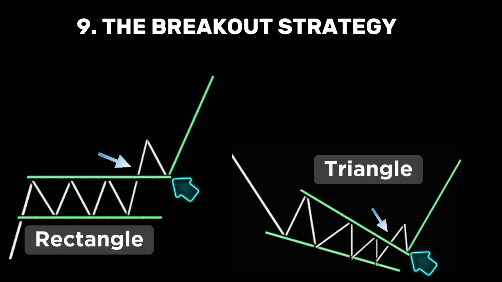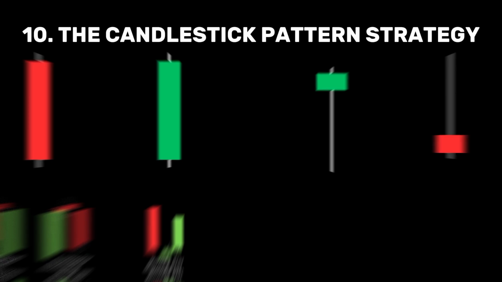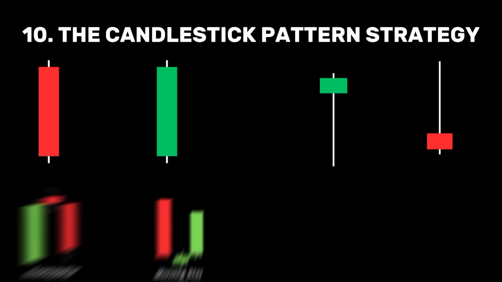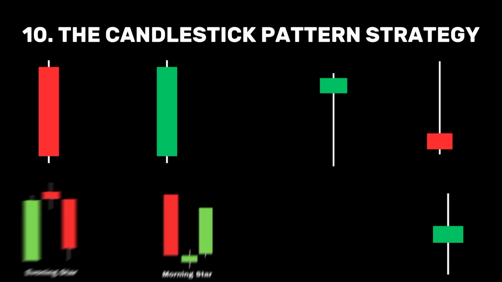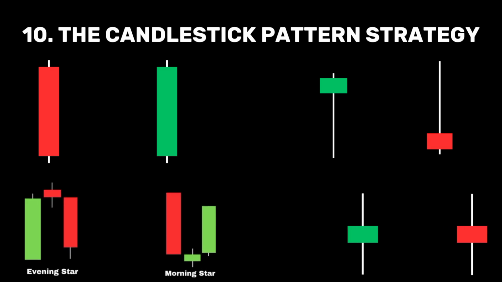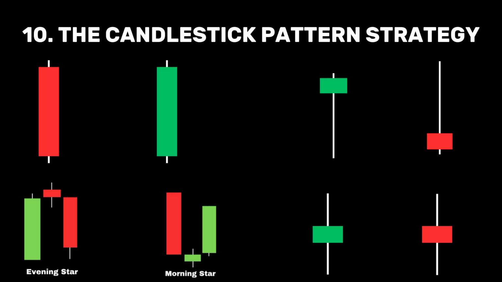The next strategy is the candlestick pattern strategy. This strategy cannot be used on its own. It is used with other trading strategies, such as the support and resistance strategy, the trendline strategy, the supply and demand strategy, and more. Some traders focus on only one of these candlestick patterns and master it for all of their entries, while some combine two or more candlestick patterns to seek better entries.